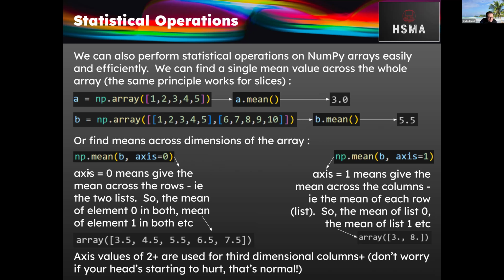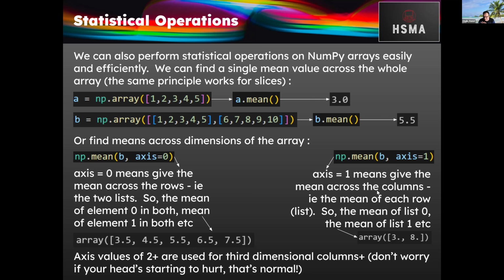So if we said np.mean and then pass in the name of the array, and if we say axis equals 0, that means give me the mean across rows, i.e., in this case, the 2 lists. So that would say, give me the mean of element 0, the mean of element 1, the mean of element 2, etc. So here, we can work this out. That's saying the mean of 1 and 6. Okay, so that's going to be 3.5. The mean of 2 and 7, that's 4.5. The mean of 3 and 8. So what will get returned here is an array itself, each of which has a mean value.